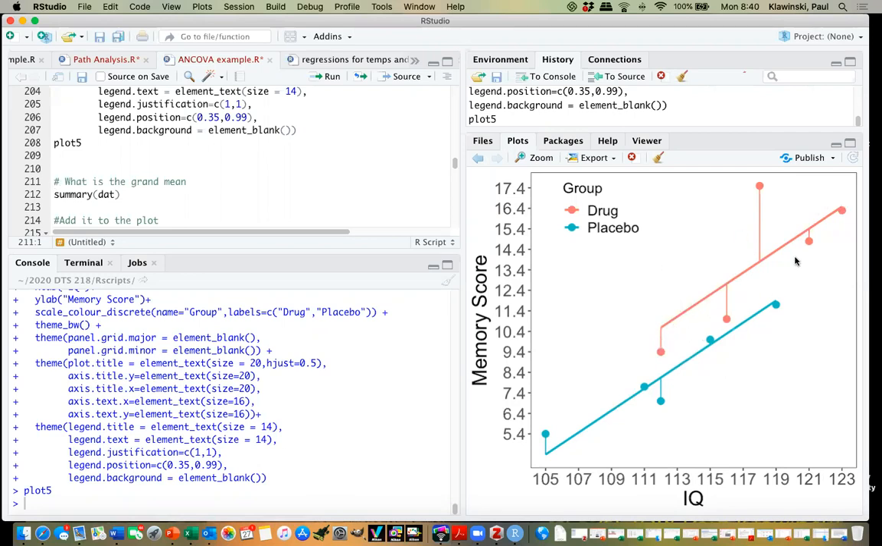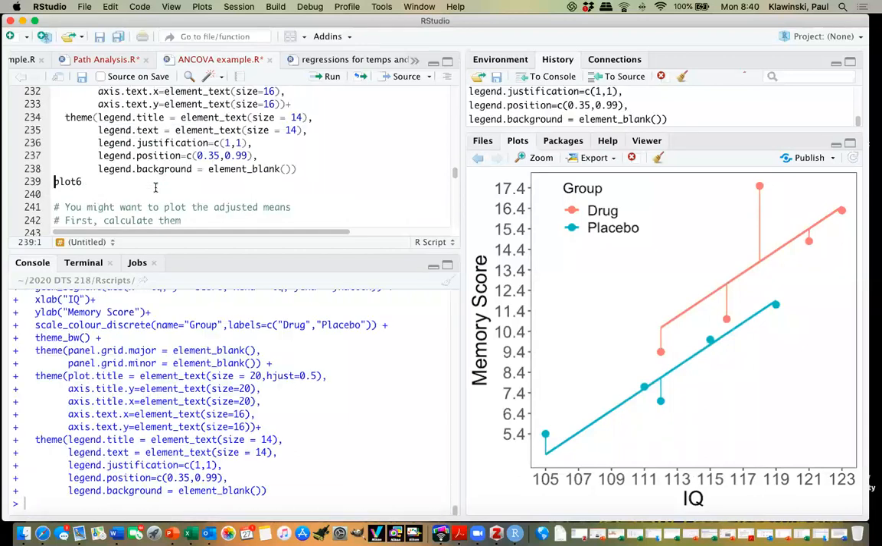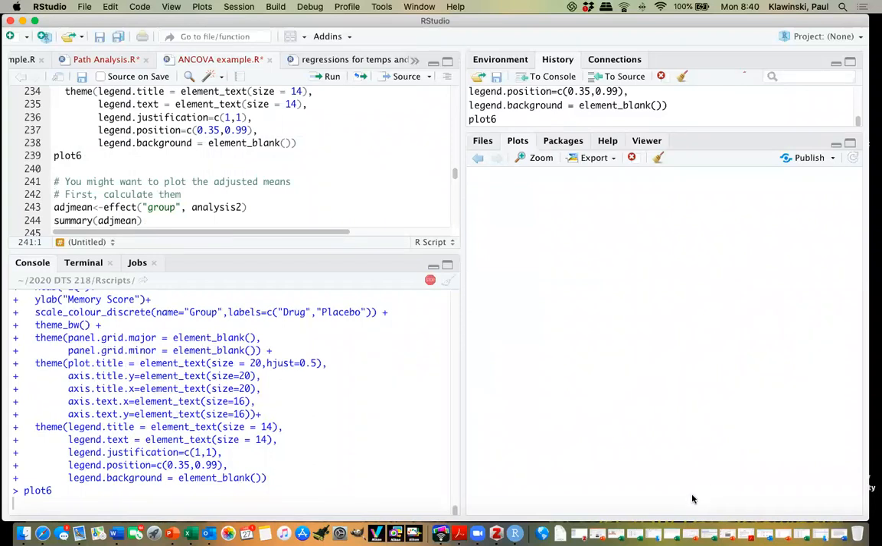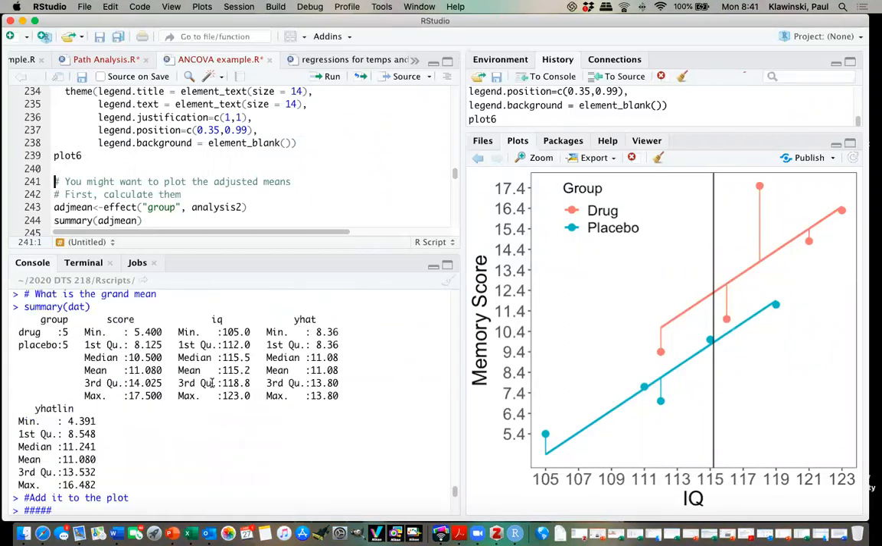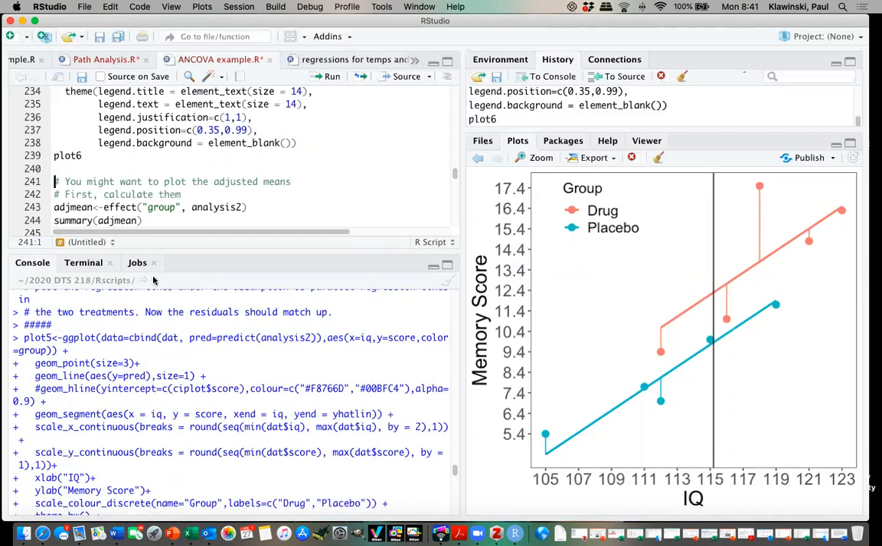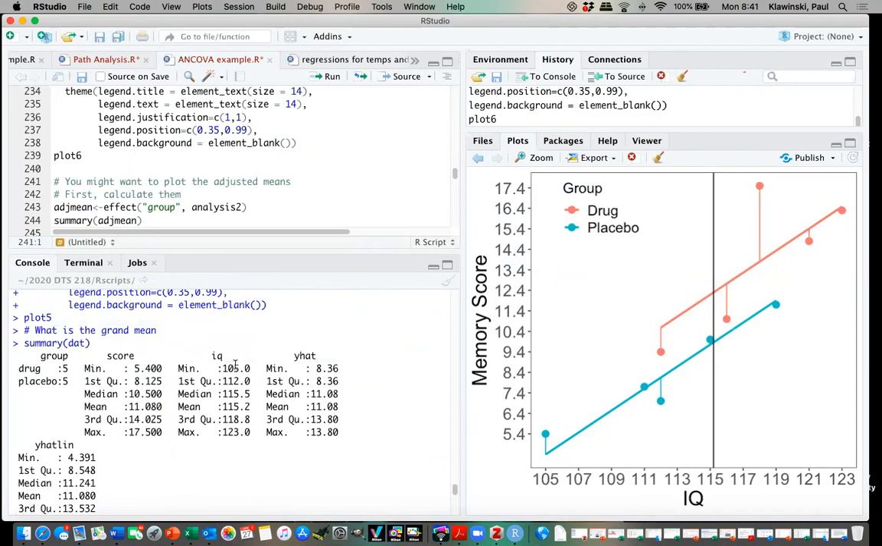And this is what the analysis of covariance is doing, is it's asking basically, where's the grand mean? And then it's asking, if this is the average IQ score, if everybody in our study had the same IQ score of 115.2, what would their memory score be? Well, you get that by basically moving this point here along the line parallel to the line and have it reside at 115.